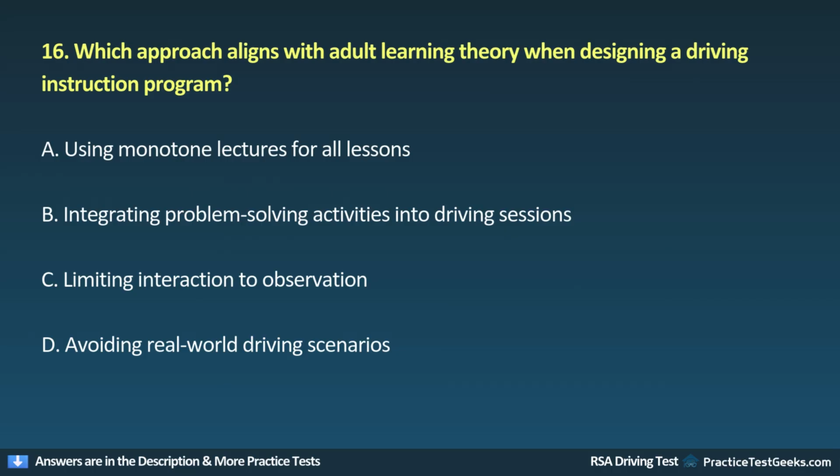16. Which approach aligns with adult learning theory when designing a driving instruction program? A. Using monotone lectures for all lessons. B. Integrating problem-solving activities into driving sessions. C. Limiting interaction to observation. D. Avoiding real-world driving scenarios.